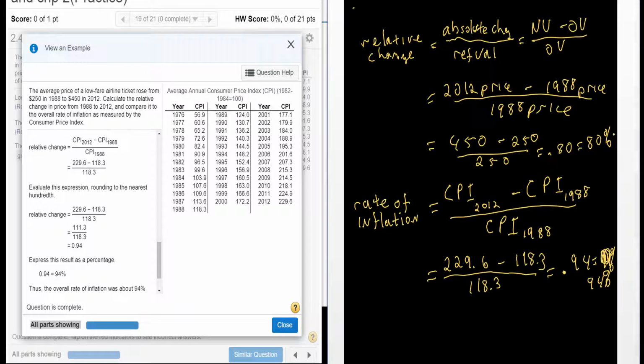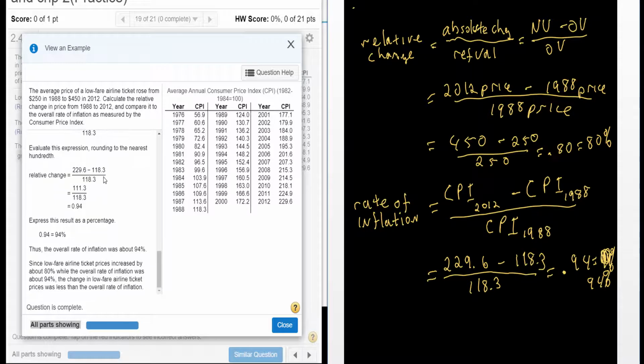And then they ask us to compare the two. When they say compare, they mean compare the relative change to the rate of inflation. Since the low-fare airline ticket increased by about 80%, while the overall rate of inflation was 94%, the change in low airfare ticket prices was less than the overall rate of inflation. So the key phrase there is less than.